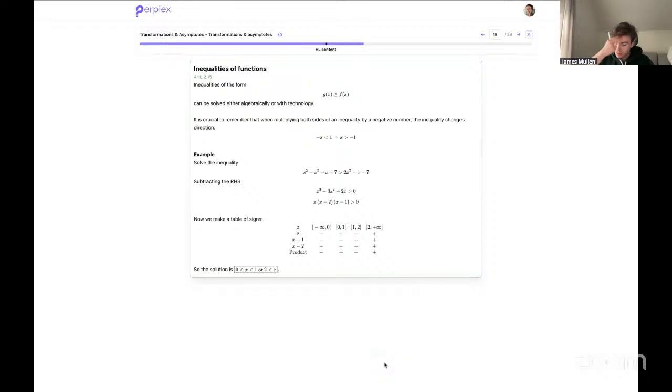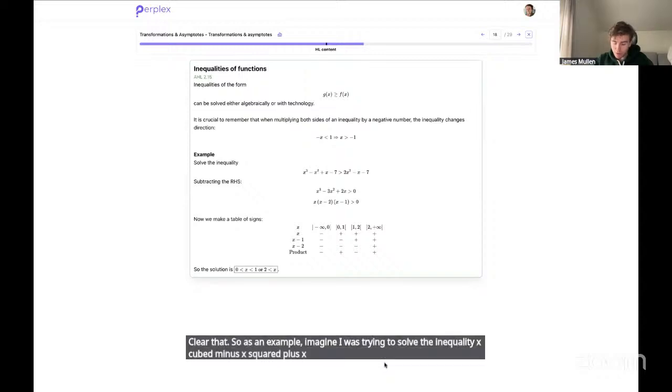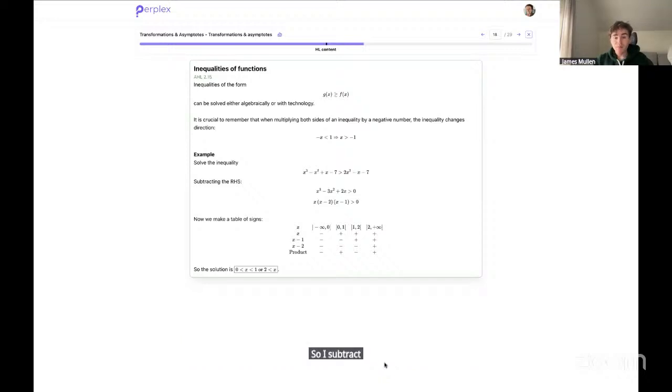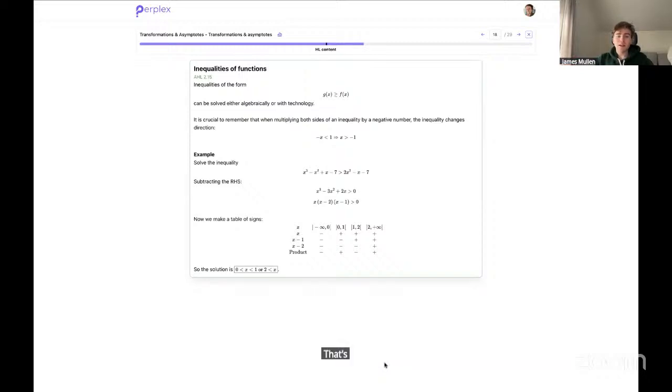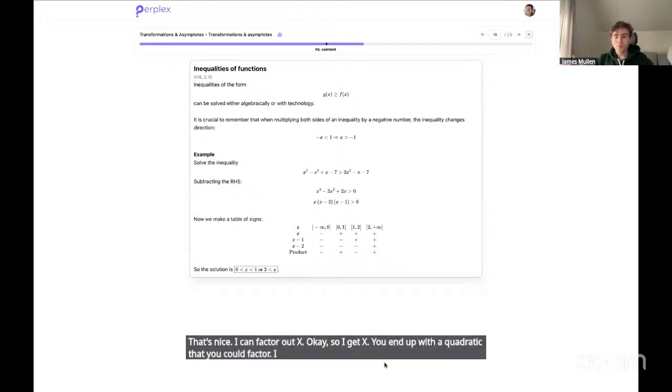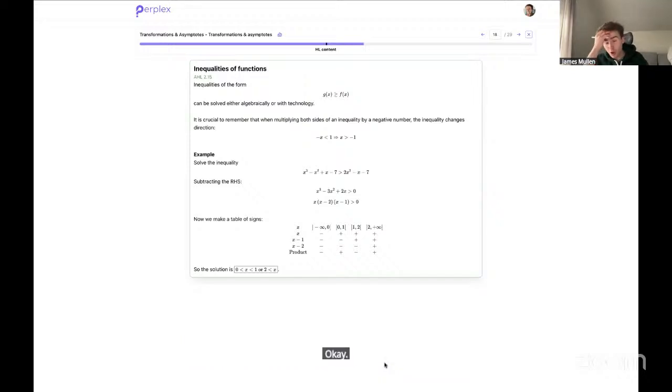Clear? So as an example, imagine I was trying to solve the inequality x cubed minus x squared plus x minus 7 greater than 2x squared minus x minus 7. Right? So I subtract the right-hand side, and I bring everything to the left, and I get x cubed minus 3x squared plus 2x is greater than 0. That's nice. I can factor out x. Okay, so I get x, and you end up with a quadratic that you could factor. I'm not going to bore you with the details. Once you factor this, you find x times x minus 2 times x minus 1 is greater than 0. Okay, now I have 3 terms all being multiplied together, and I'm trying to figure out when that's positive.